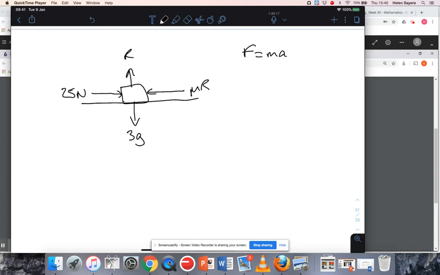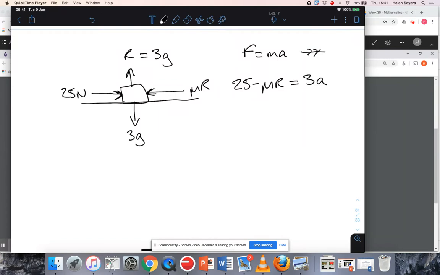So I'm going to use F equals ma, and that box is going to be moving to the right, so I'm going to use right as my positive direction. So the total force to the right is the 25 newtons minus mu R, and that's going to equal the mass, which I know is 3 kilograms, times acceleration. And going back to my force diagram, because there's no other forces going up or down, reaction is 3g. The 25 newtons and the friction won't affect that because they're perpendicular.